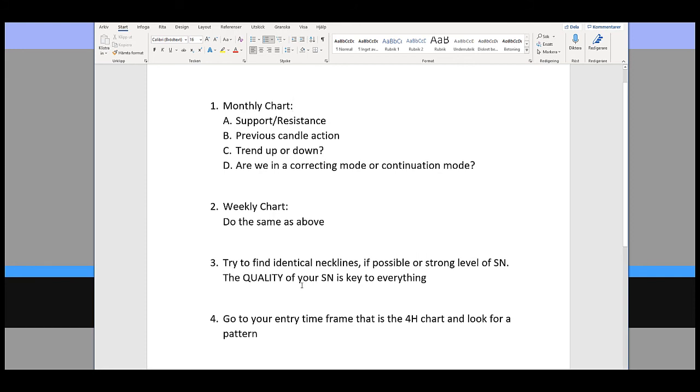Okay, and you need to try to find identical necklines. That's another thing that I'm teaching my paid clients.